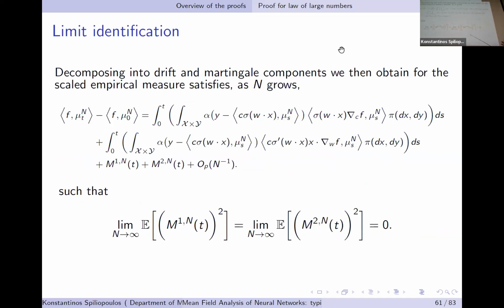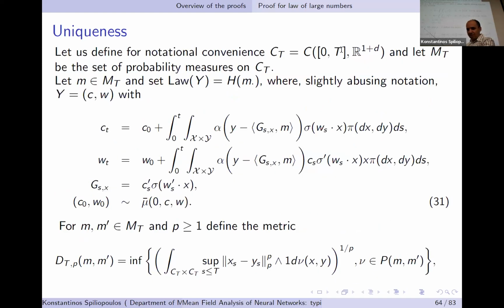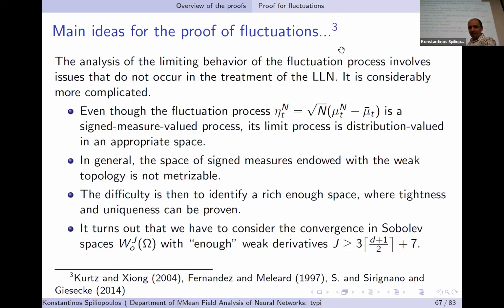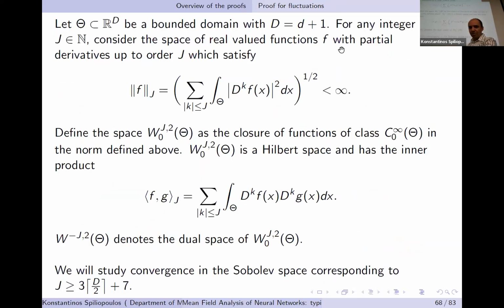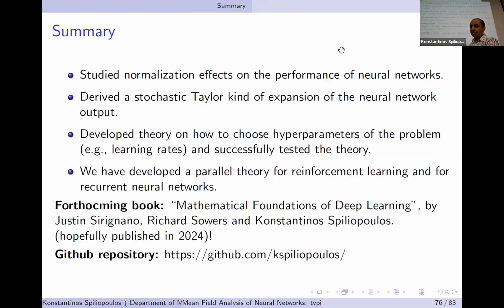Okay. And then the rest, you have to prove that the martingale terms go to 0. You have to prove uniqueness. I'll probably skip all of this. This was a duality argument. I'll skip this. So, okay, I'll skip the fluctuations. I think we're over time.